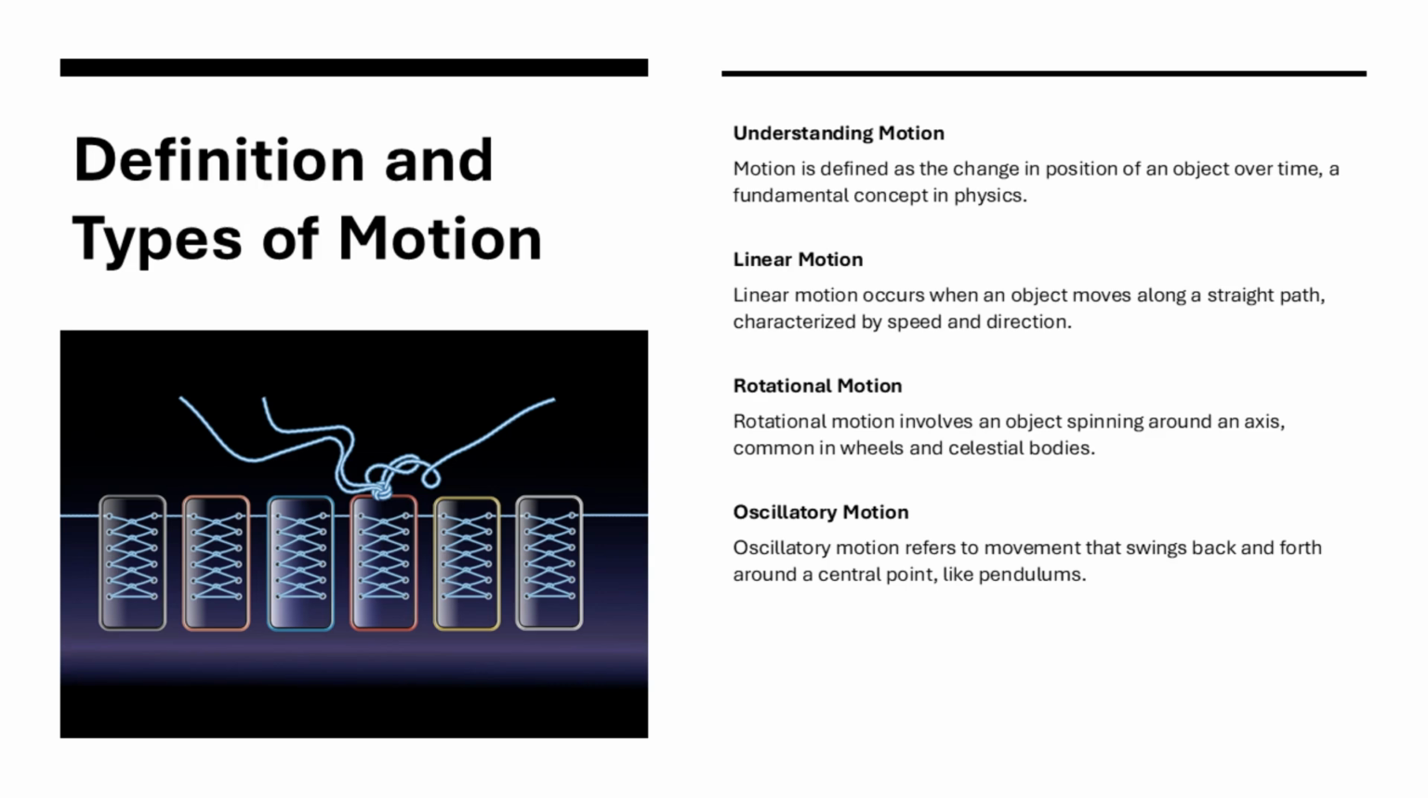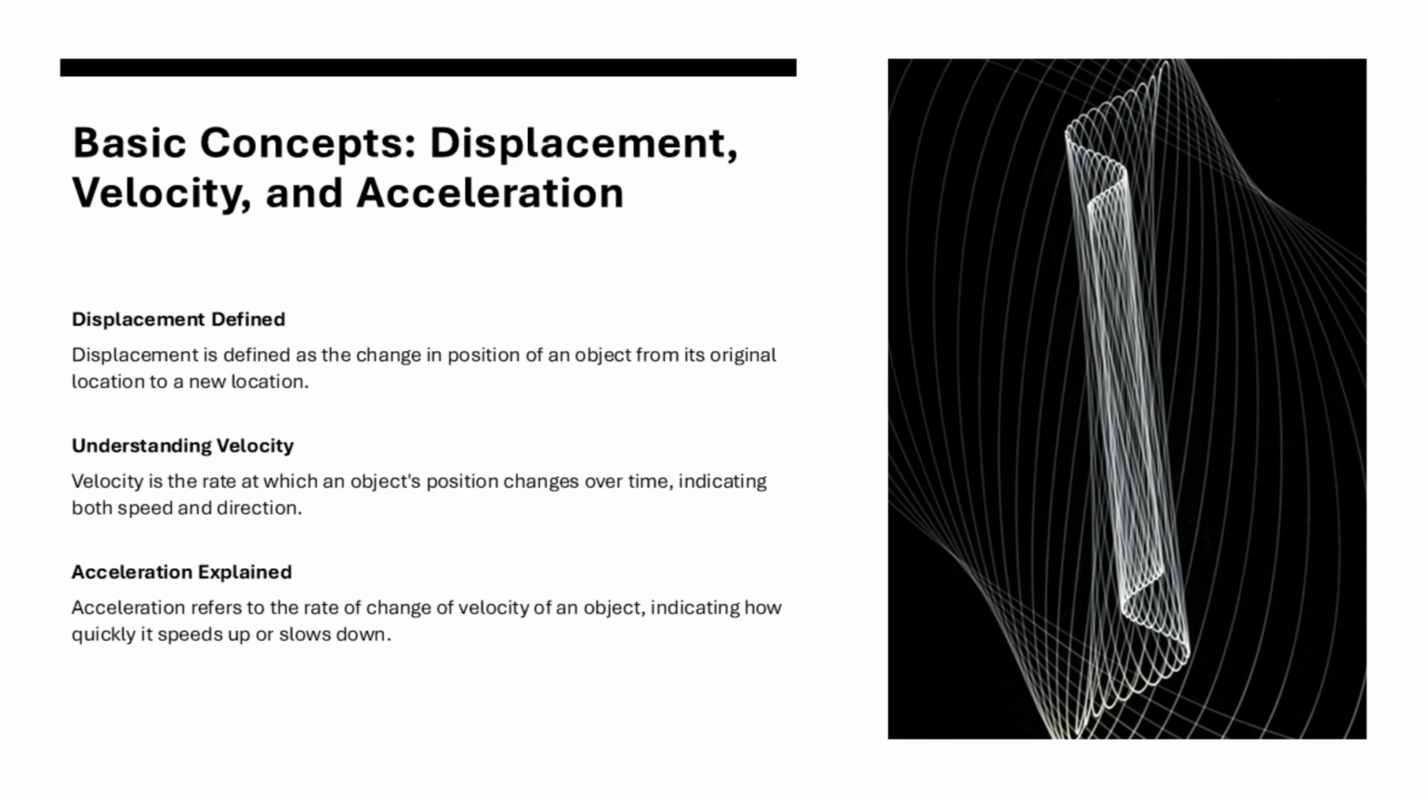Example, a pendulum. The basic concepts of motion are displacement, velocity, and acceleration. Displacement is the change in position of an object from its original location to a new location. Velocity is the rate of change of displacement. That is the rate at which an object's position changes over time, indicating both speed and direction. Acceleration is the rate of change of velocity of an object, indicating how quickly it speeds up or slows down. Understanding these concepts is crucial for analyzing motion.